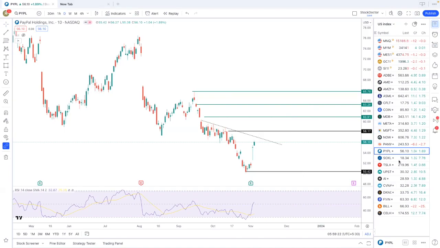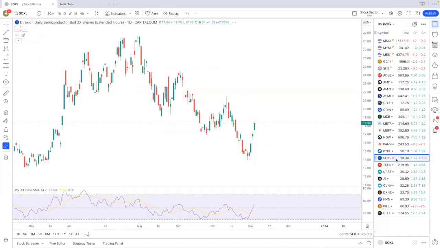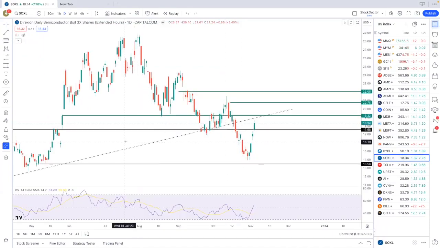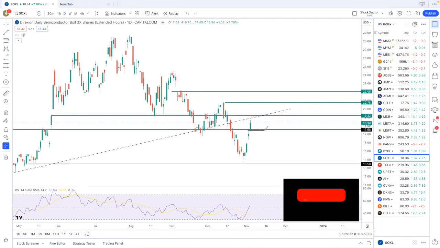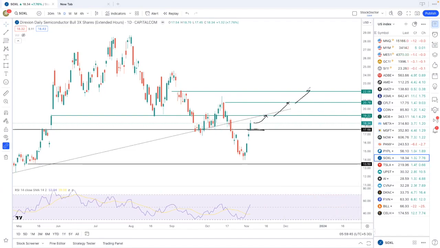Then next stock we have is SOXL. For SOXL, you can see here it has an important support at 17.50. Right now it is above 17.50. High probability that it can go towards 20, 20.75, and 22. If it doesn't hold above 17.50, then again the probability is that it can go back towards 16, 15, and 13.5 is a major support for this stock.